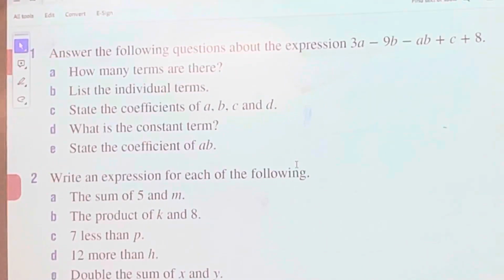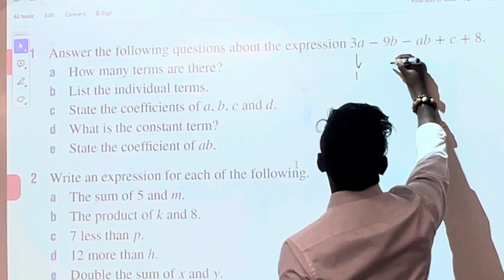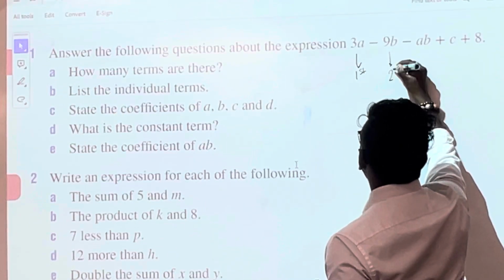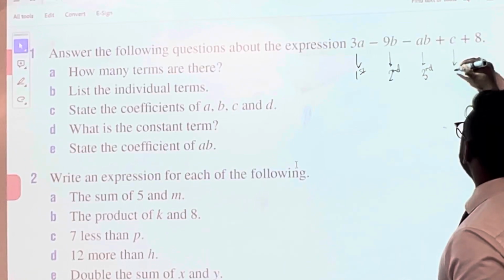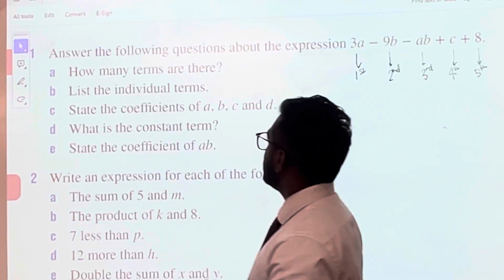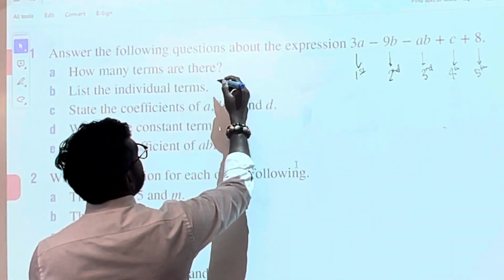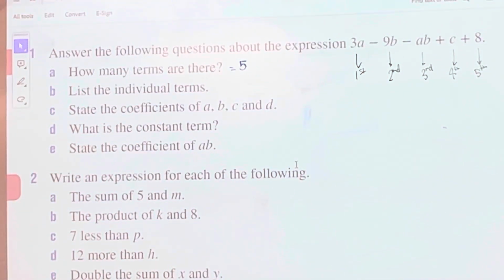Now looking at this question, it says answer the following questions about the expression 3a minus 9b minus ab plus c plus 8. How many terms are there? This is one term. This is the second term. This is the third term. This is the fourth term. And this is the fifth term. So how many terms are there? There's altogether 5 terms.